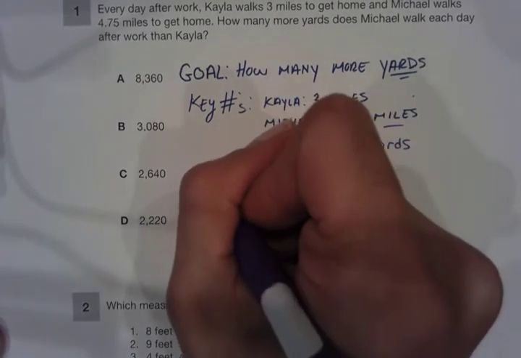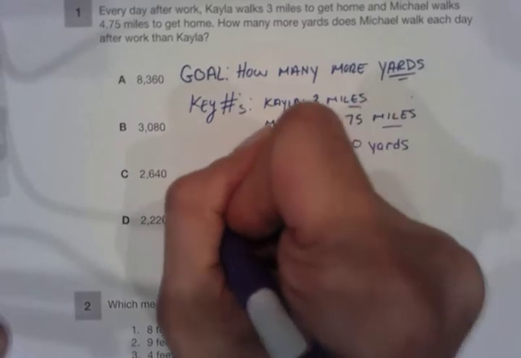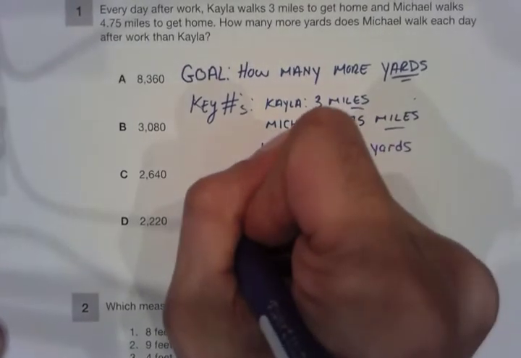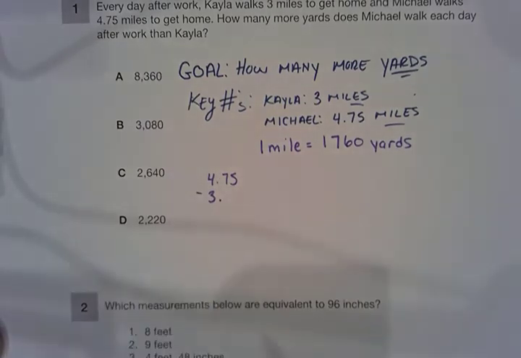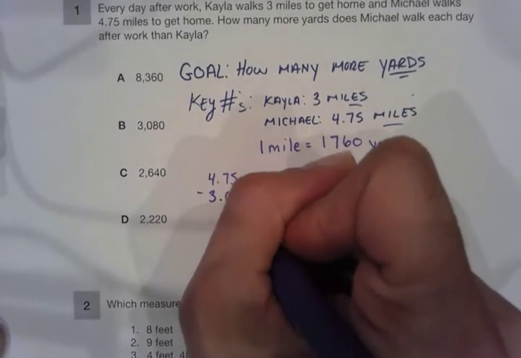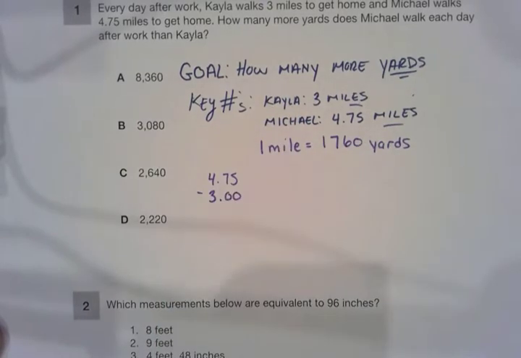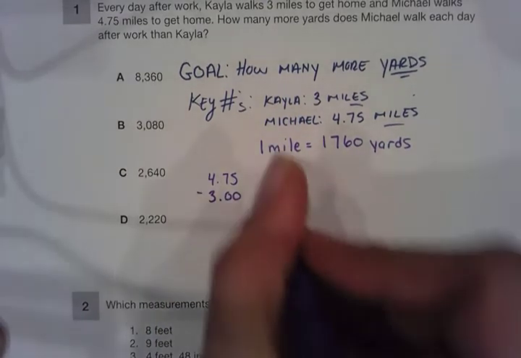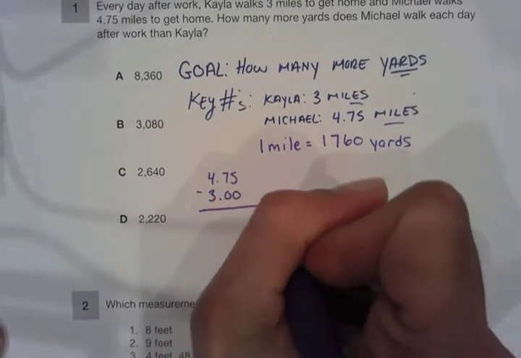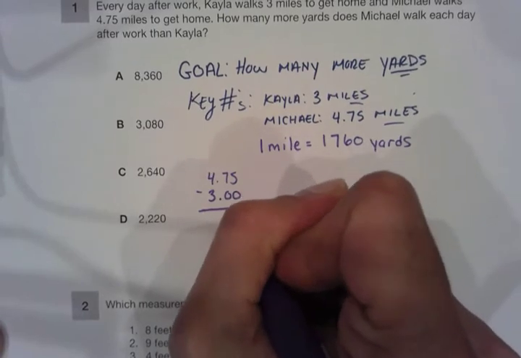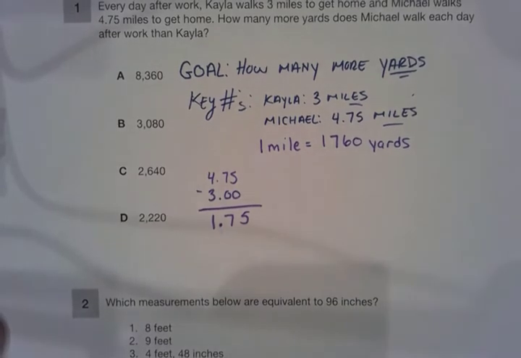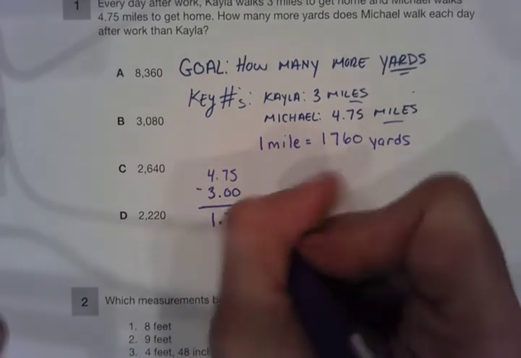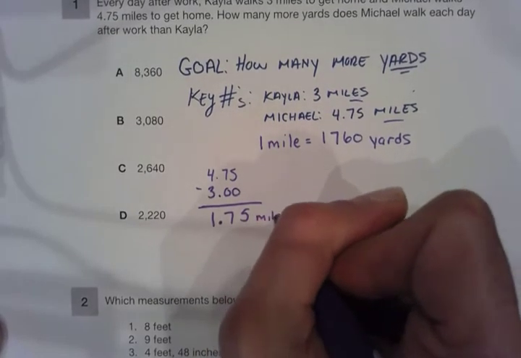So 4.75 minus 3. Remember, you must line up your place values correctly. So I'm going to add zeros so each number has the same amount of digits so I do not get confused while subtracting. And let's make sure we place our decimal point in the correct location. So they have a difference of 1.75 miles.